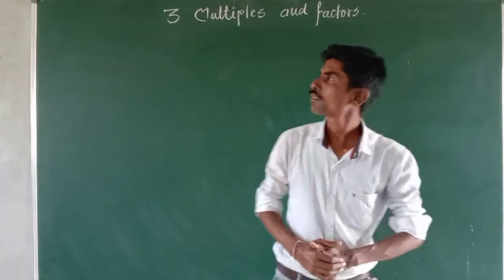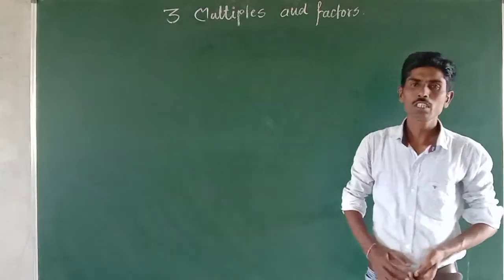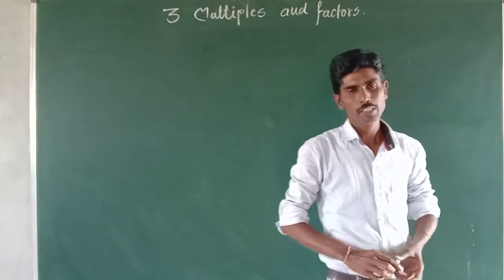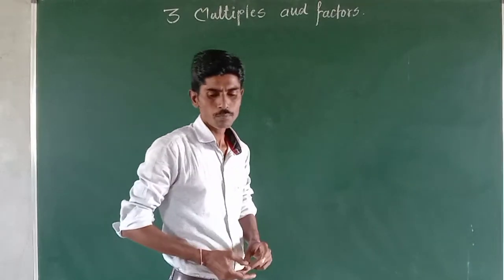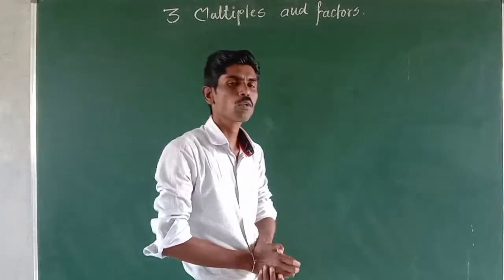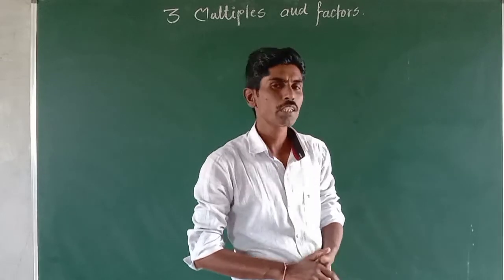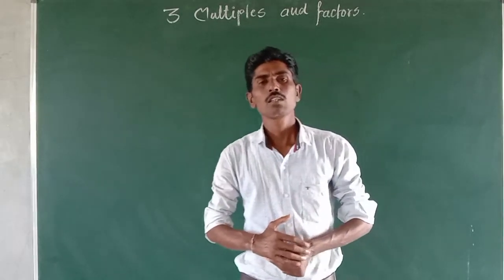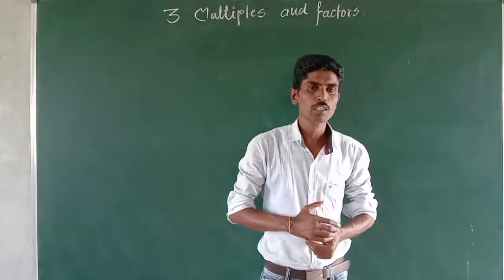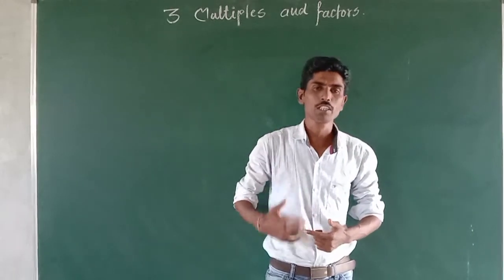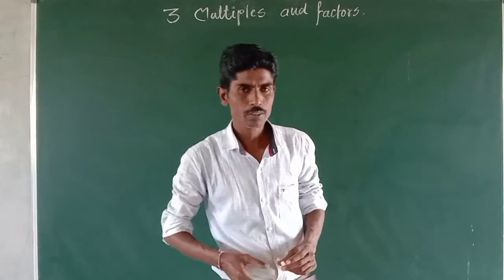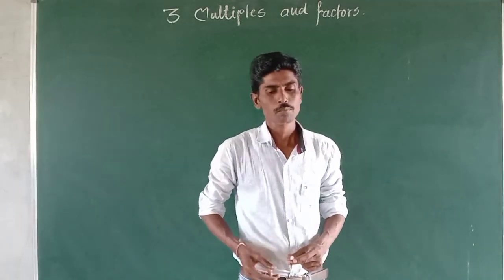Hi students, in the last video we saw multiples and factors. So what are multiples and what are factors, we have seen already. Today we will discuss the divisibility rules. Divisibility rules means the numbers which can be divided by 1, 2, 3, 4, 5, 6 and so on. One by one we will take examples of divisibility.